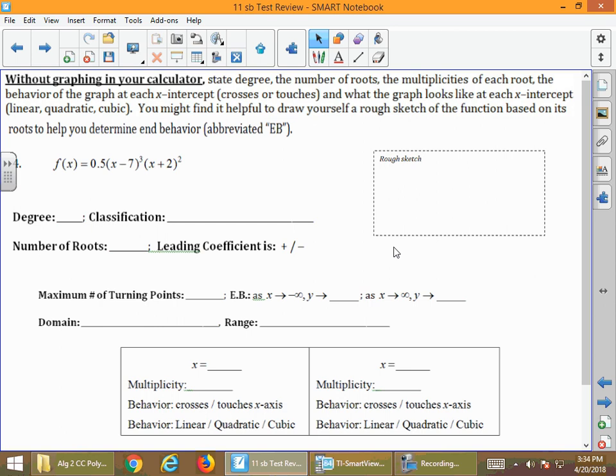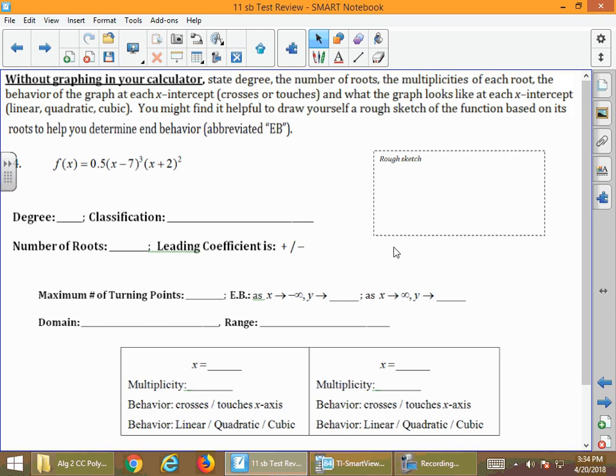You might find it helpful to draw yourself a rough sketch of the function based on its roots to help you determine the end behavior, sometimes abbreviated as EB. So first of all, even before we look at maybe a rough sketch, we can identify a couple things about this problem, and one of them is the degree of this problem.